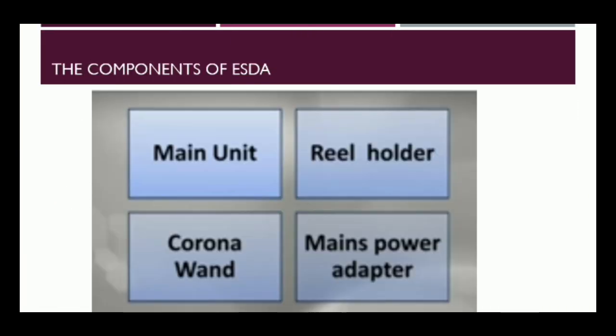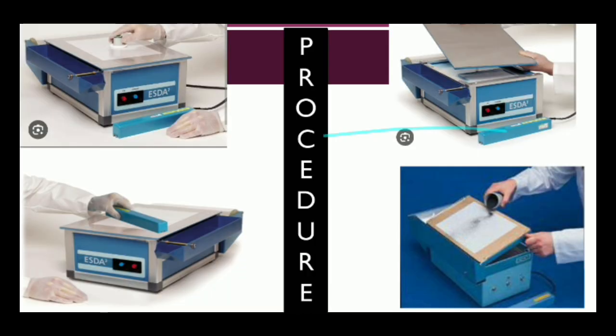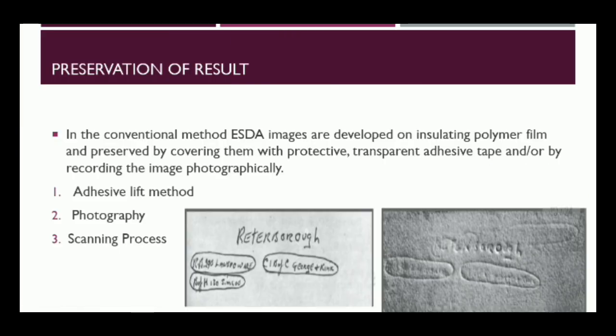So these are the main components of ESDA: the main unit, the reel holder, corona vent, main power adapter. And this is how the entire procedure looks, which I have already explained to you. Putting the paper in place using the corona vent and sprinkling the toner on it. This is how things would be done. Preservation of the result is done using the adhesive lifting method, photography, or scanning; any of these. This is the result, and this is how it will be preserved.